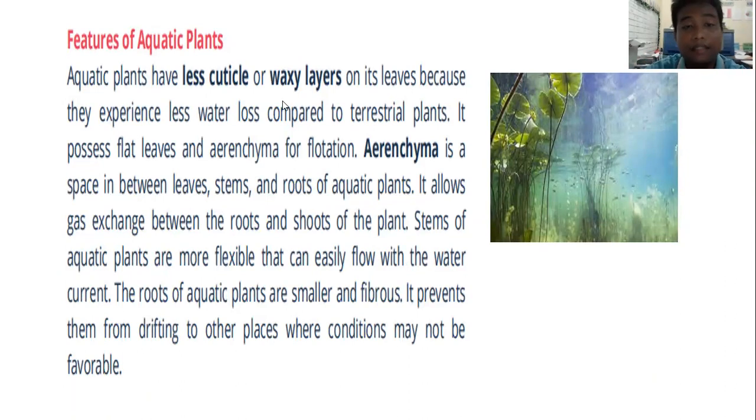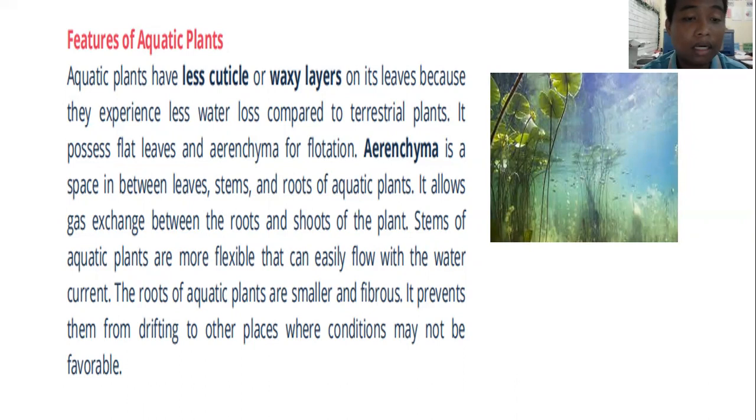Aquatic plants have less cuticle or waxy layers on their leaves because they experience less water loss compared to terrestrial plants. They lose less water because they live in water. Then they possess flat leaves and aerenchyma or flotation. Aerenchyma is a space in between leaves, stems, and roots of aquatic plants. It allows gas exchange between the roots and shoots of the plant.